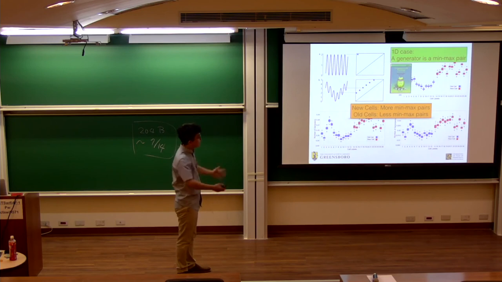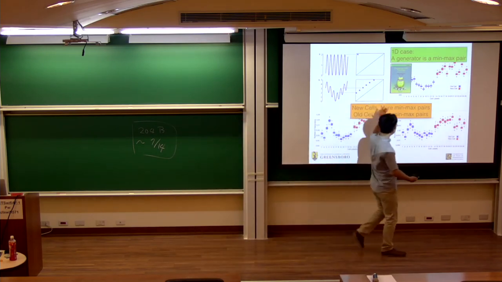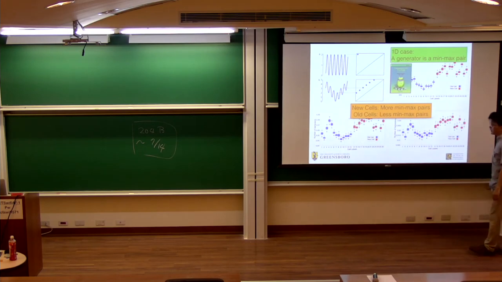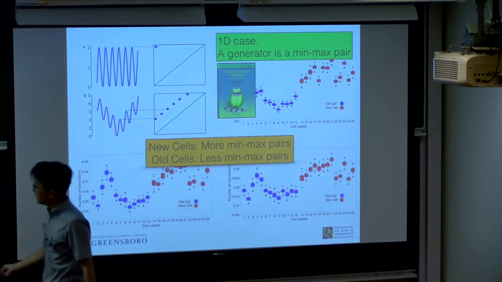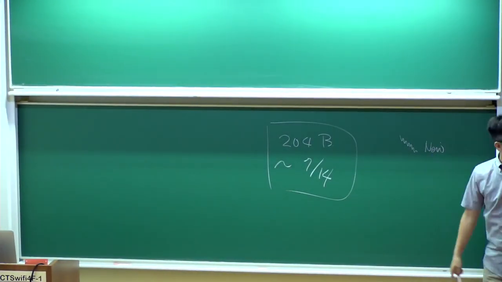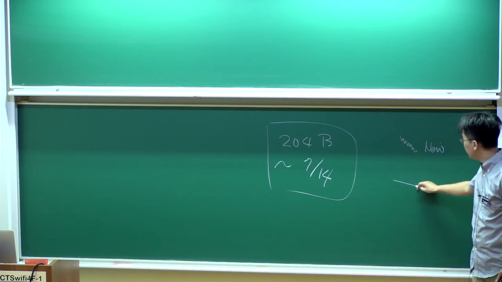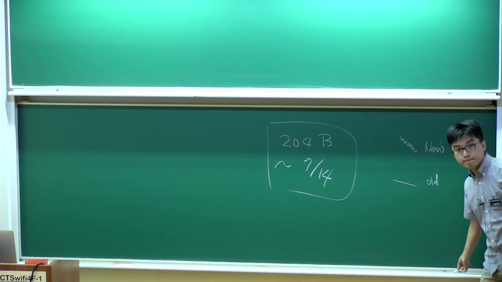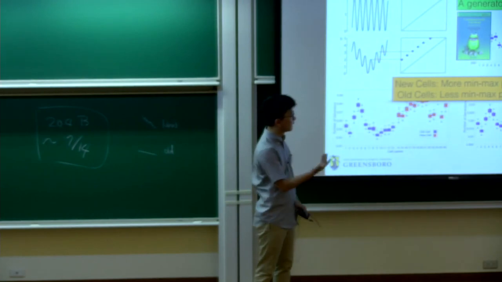So this might be able to explain what happened on the line, the red blood cell. For the new cell, there are more generators. So that means there are more min-max pairs. If you think about it as a function, there may be more. So for the new cell, you might see more like this. And for the old cell, there are fewer min-max pairs, so it's flatter in the old cell. So this is what we discover purely from the data.